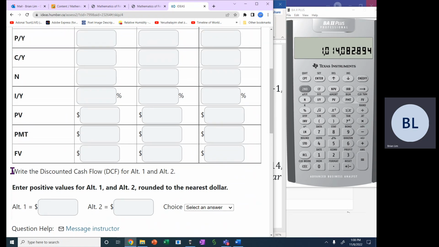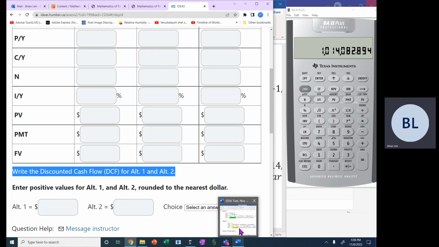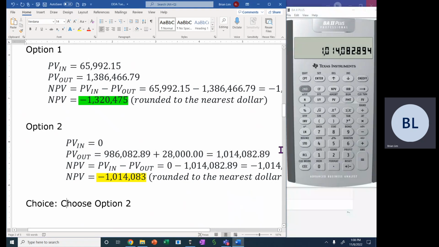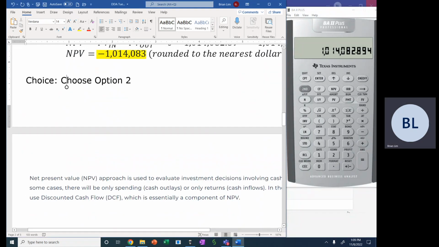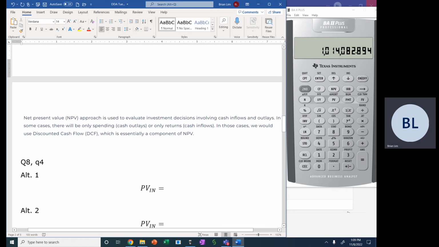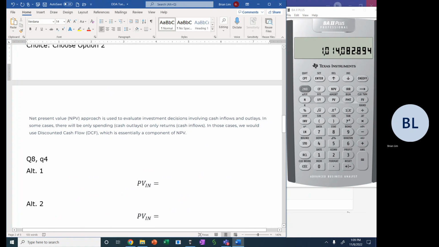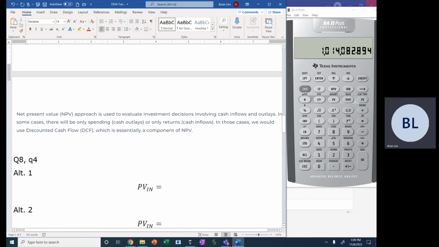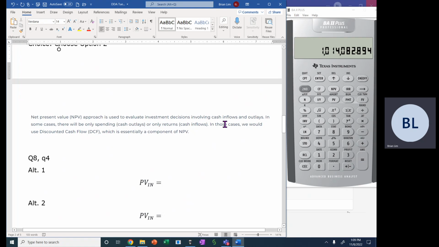Now, if you go down here, it'll say write the discounted cash flow for alternative 1 and alternative 2. Now, you haven't come across this discounted cash flow as yet, right? But it's in the document on Blackboard, that the net present value approach is used to evaluate investment decisions involving cash inflows. All right, so you have inflows and outlays.